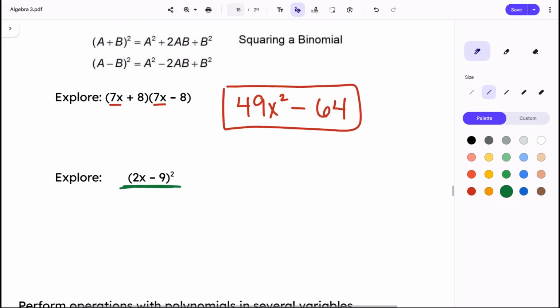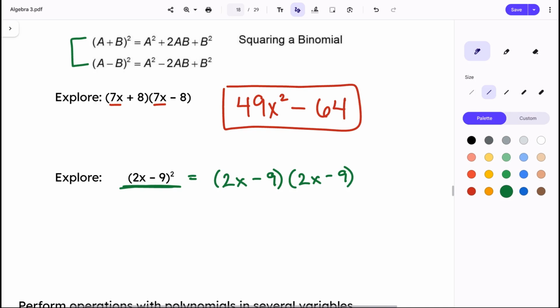The parentheses are squared. So really this means 2x minus 9 times 2x minus 9. Right? Because it's the same thing squared, so it's twice. Is there a plus and a minus sign for this one, though? No. So the middle terms are not going to cancel off. If you come up here, it kind of falls into one of these two rules. In this case, it'd be the bottom one because it has a subtraction sign.